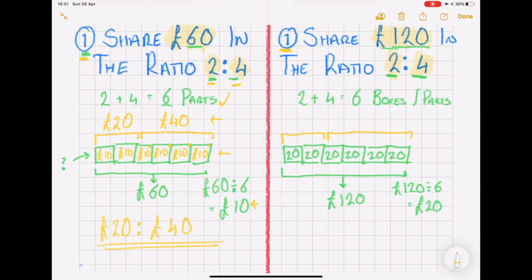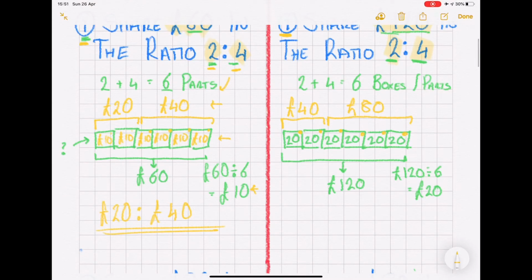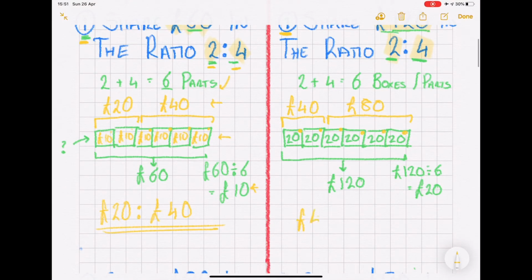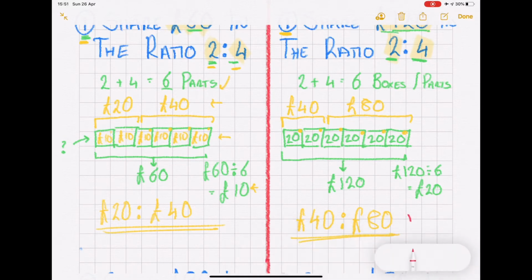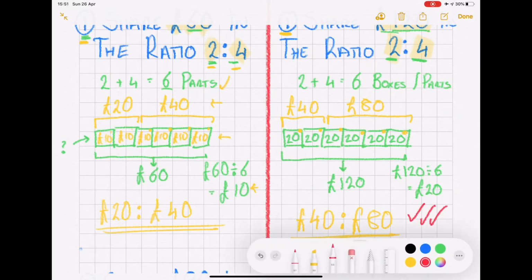Now let's see how much these 2 boxes are worth added together. So that's 20 plus 20, which gives us £40. And these 4 boxes is 20 plus 20 plus 20 plus 20, which gives us £80. So if we share 120 in the ratio 2 to 4, we end up with £40 to £80 as our final answer. Fantastic. If you got that, give that a few ticks like that. Well done.